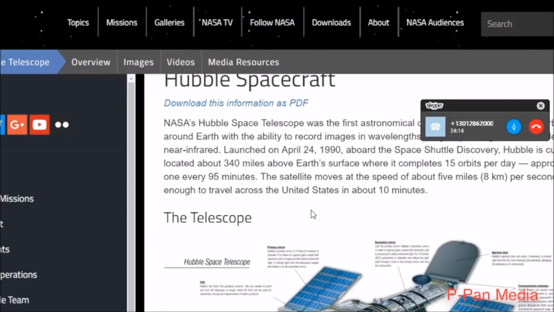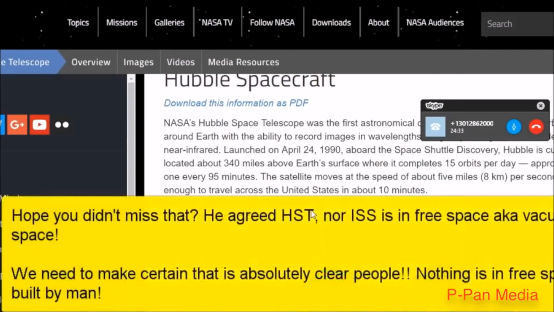Hubble's supposed to be 100 miles above that, so yes, you're going to have less atmosphere, but you're still going to have atmospheric drag because neither vehicle is in free space, a vacuum. Right. Neither vehicle. And also, the Hubble orbit was raised during 2 of the servicing missions. Yeah, you're right.